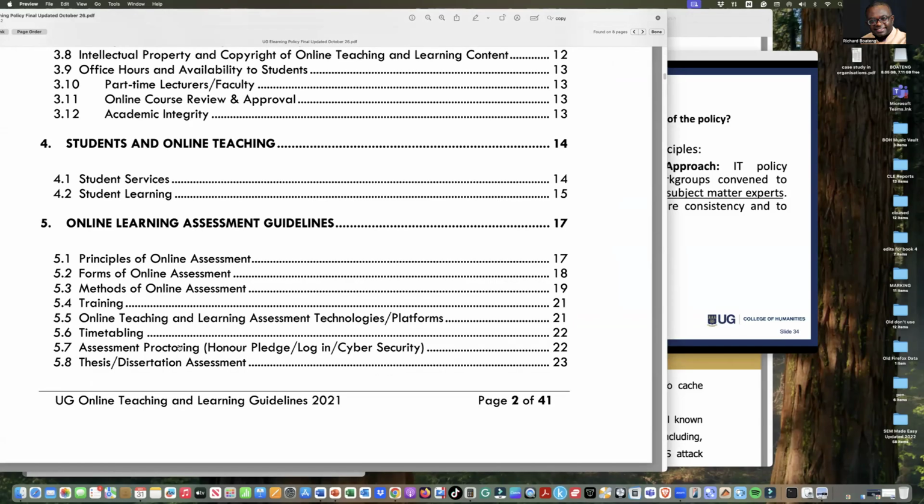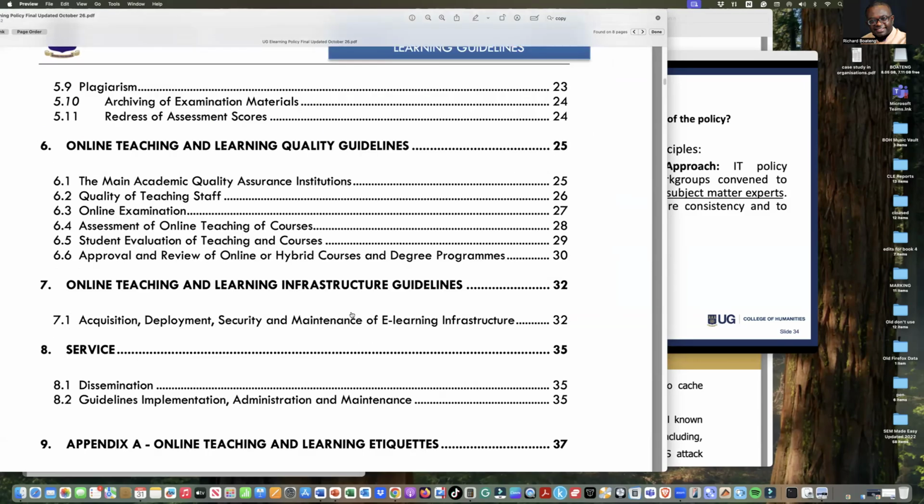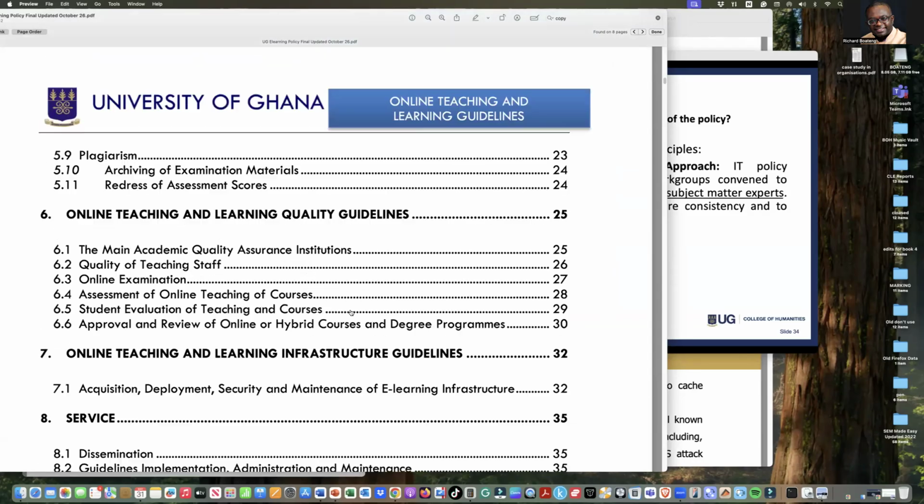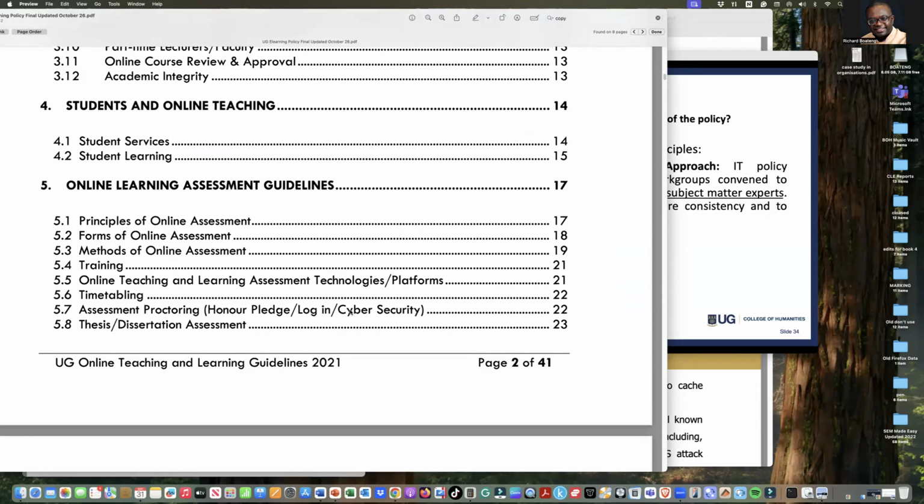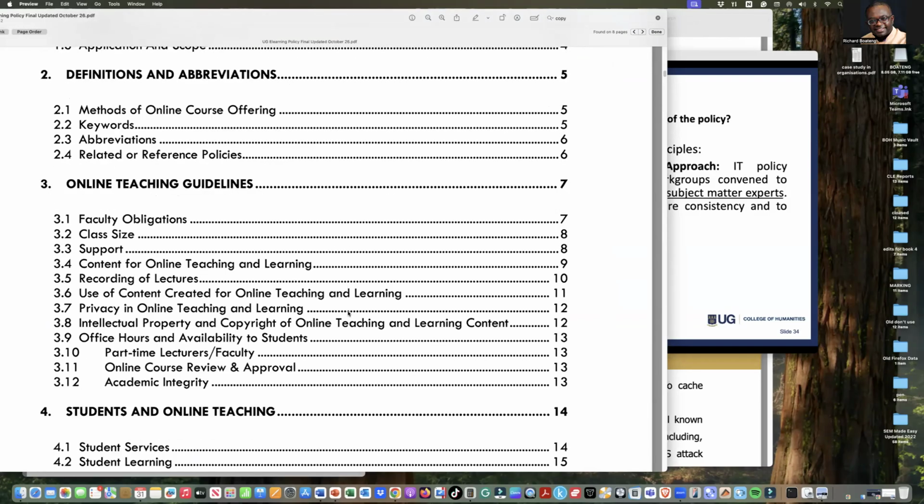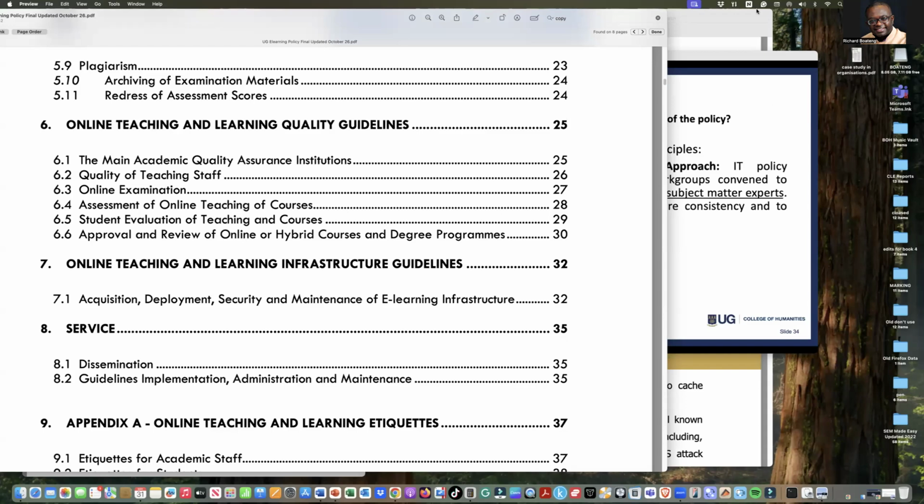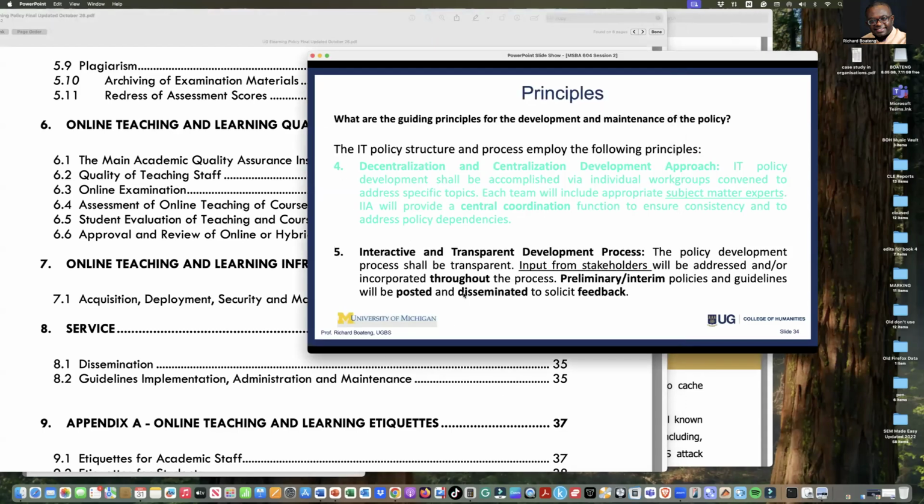I showed you earlier. And then there is the quality assurance side. Then there was also one for infrastructure. So we have about five teams: an infrastructure team, an assessment team, a quality assurance team, a students team, and the faculty team. That's how we did ours. So both centralized and decentralized approaches were taken into consideration.